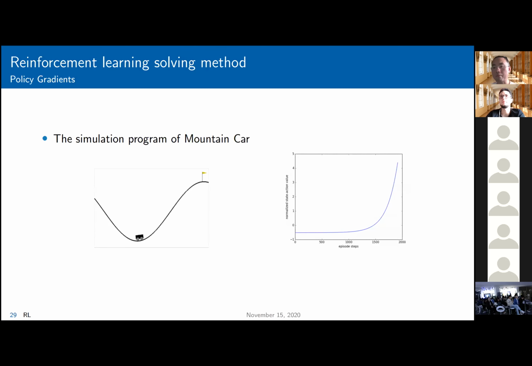So maybe the policy could be like this: to go back a little bit, and then go forward. So in this example, it is not very precise how to drive this car, how to get up to the mountain. So I think next time it's important to introduce this kind of details, to show why it's important.